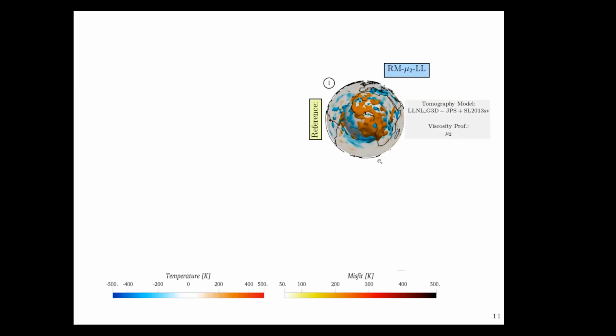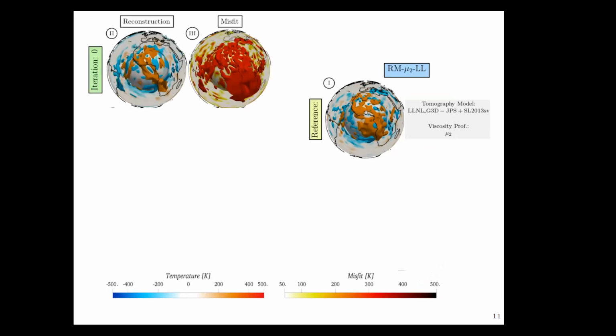Now, in terms of minimization, this is how our reference at present day looks. This is using the tomography model by Simmons and colleagues and Schaefer-Lebedev in the uppermost mantle. I'm using the mu2 viscosity profile. We use this as the initial condition. We convect forward and we see that the structure is significantly different from what we see in the reference final condition. And here I'm showing the misfit, which in most of the domain is actually high.